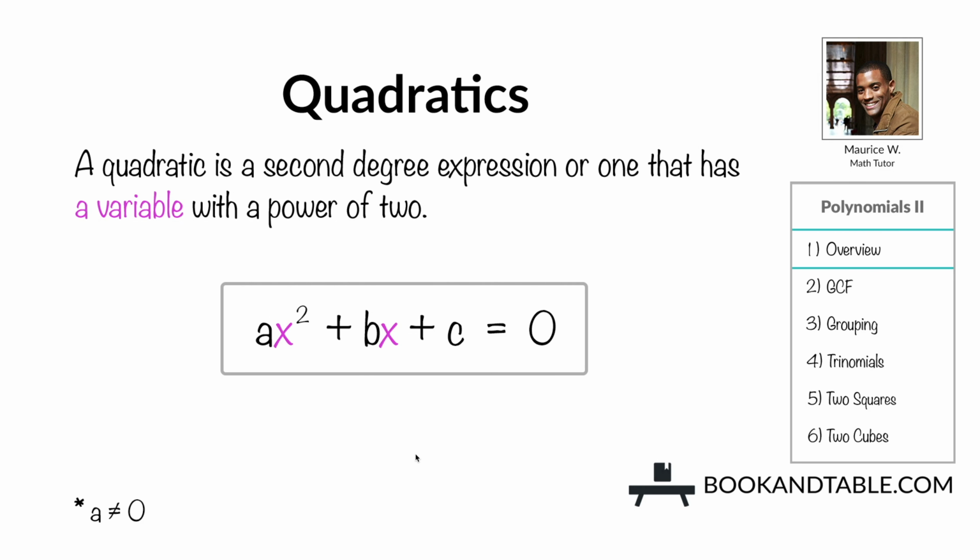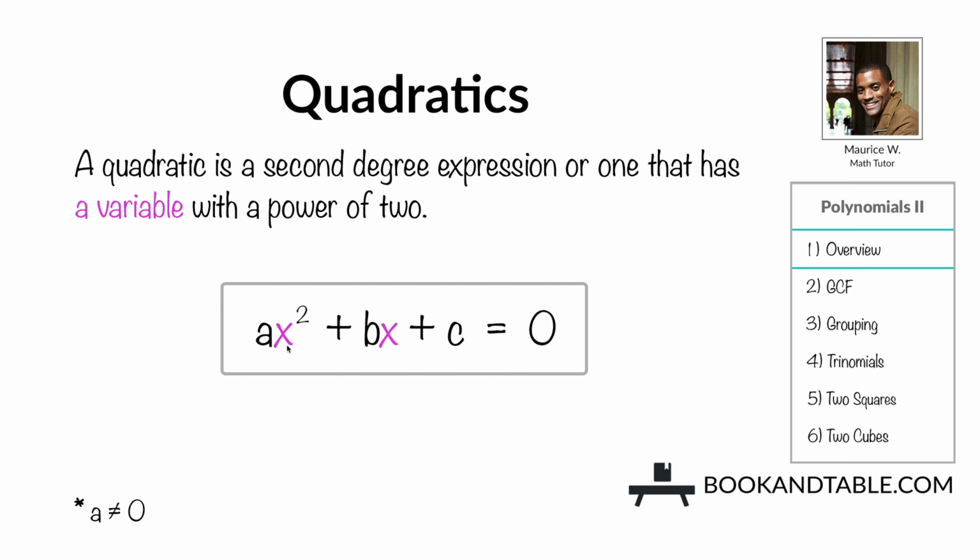So let's kick things off by reviewing quadratics. A quadratic is a second degree expression, or one that has a variable with a power of 2. So ax squared plus bx plus c is equal to 0 is the standard form of a quadratic equation.